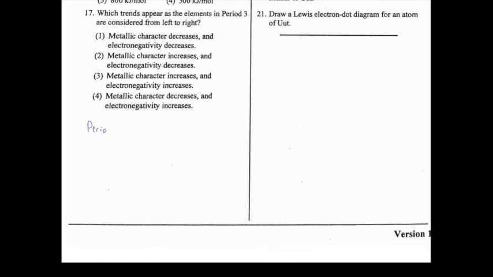Okay, number 17. Which trends appear as the elements in period 3 are considered from left to right? So going from left to right across a period, that means you go from metal to non-metal, so metallic character decreases. And as you get closer over to the right towards fluorine, electronegativity is going to increase. So here we're looking for metallic character decreasing, as well as an increase in electronegativity, so that has to be choice 4.